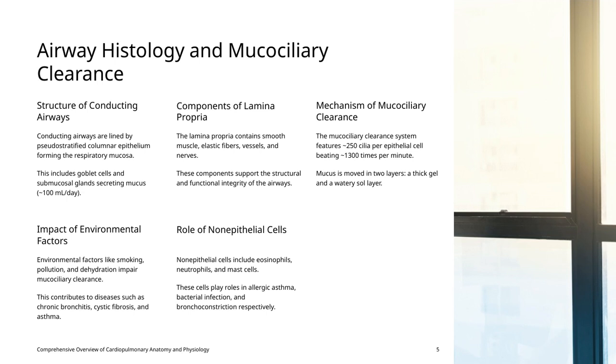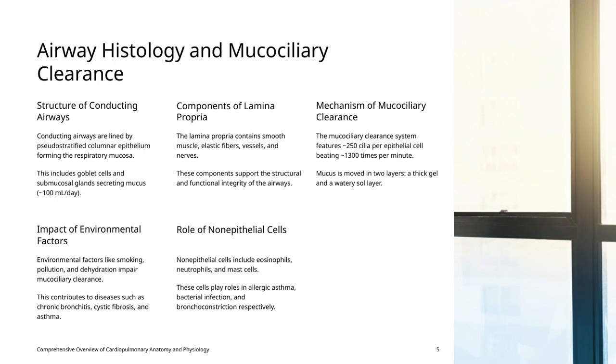Moving on, the mucociliary clearance system is quite efficient. Around 250 cilia are present on each epithelial cell, and they beat approximately 1,300 times per minute. These tiny hair-like structures work together to move mucus, which is organized into two layers, a thick gel layer and a watery sol layer, facilitating effective clearance of debris and pathogens.